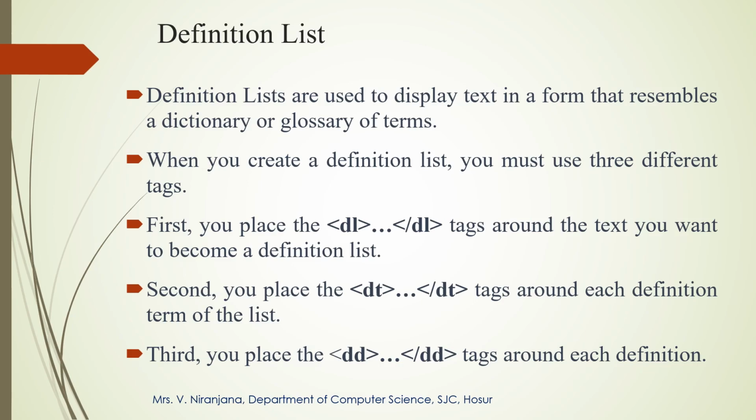And second, you have to place the DT, that is the definition term, followed by DD, that is the actual definition. When you see a dictionary or a glossary of terms, you can see a term and a definition of it, and the next term with its definition, and the next term with its definition. So in HTML also you can create a definition list with the help of this DL tag.